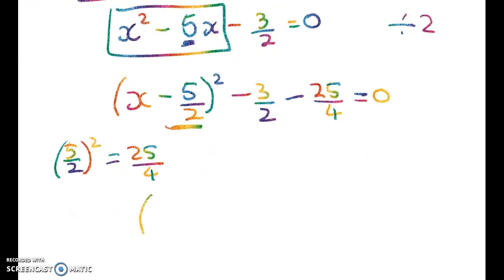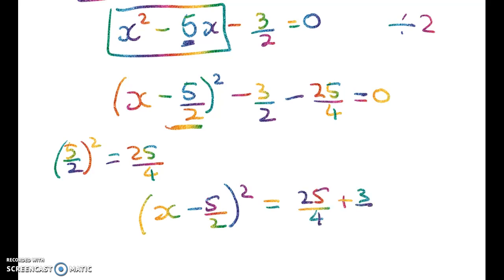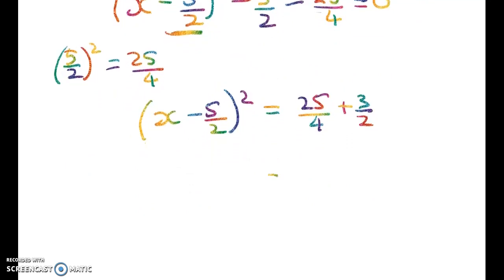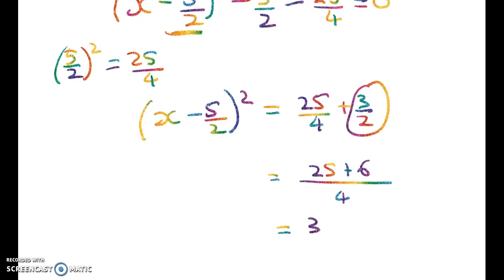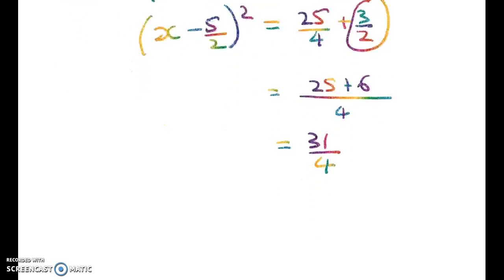So let's clean that up. Well, we've got x minus 5 over 2 squared is equal to 25 over 4 plus 3 over 2. And that equals 25 plus 6 over 4, so we're just doing equivalent fractions, which is 31 over 4.